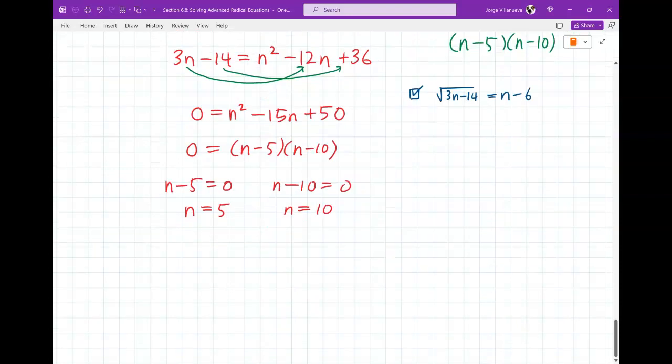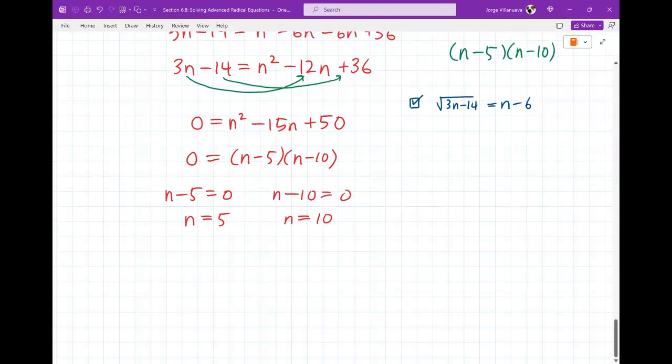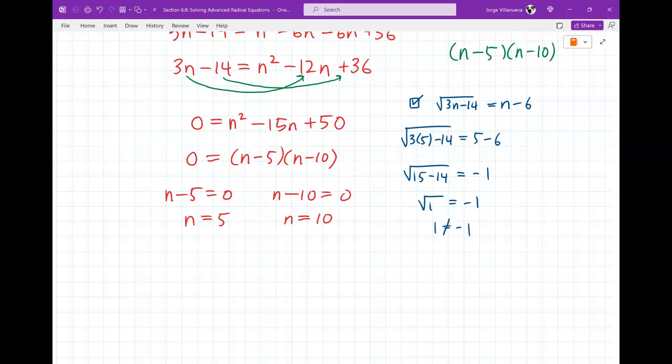All right, here we go. So if n is 5, square root of 3 times 5 minus 14 is equal to 5 minus 6. So that's 15 minus 14, which is equal to negative 1. Can I stop now? Yeah, because now all of a sudden I have a negative answer. If I were to keep going, it's square root of 1 equals negative 1, 1 equals negative 1. That's not true. But I could have stopped right here. That's where I knew that it wasn't working. So 5, not good.